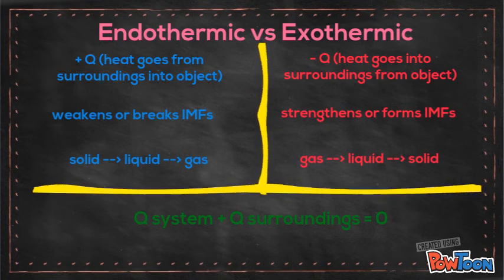Despite the heat flowing in and out of surroundings in exothermic and endothermic reactions, the thermal energy of the system plus the thermal energy of the surroundings should always be equal to 0 because of the first law of thermodynamics.